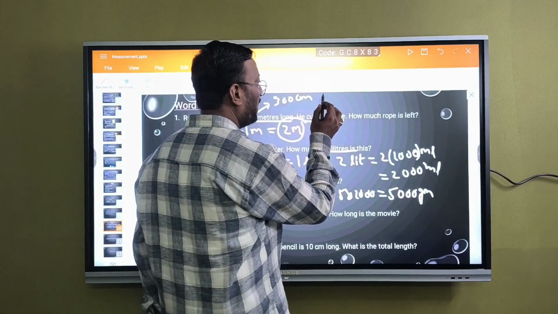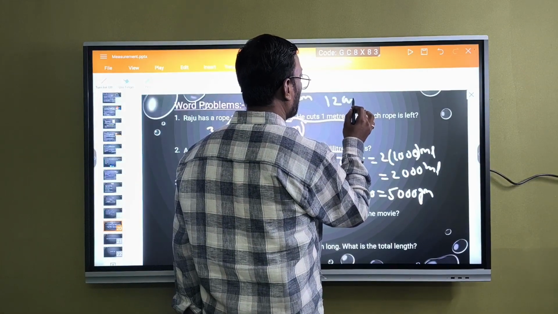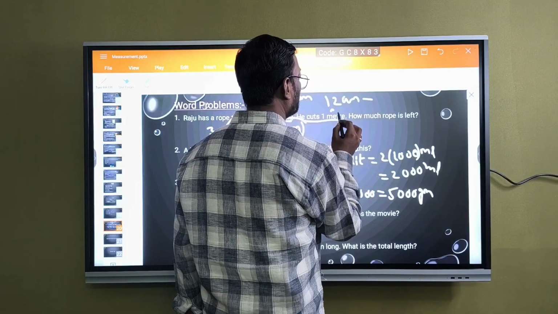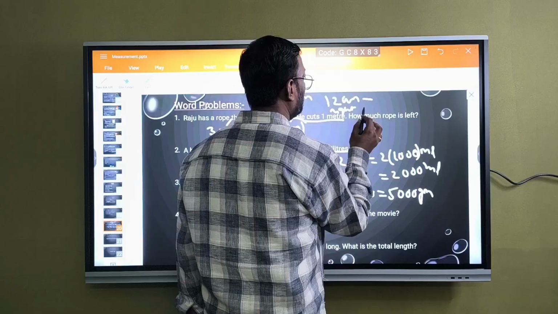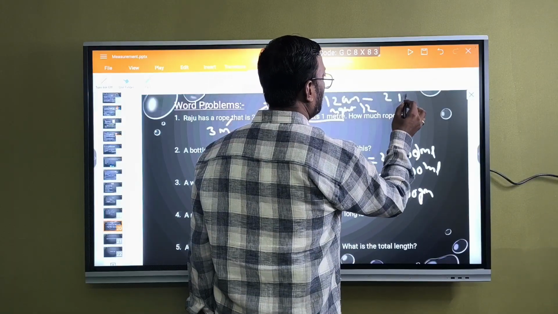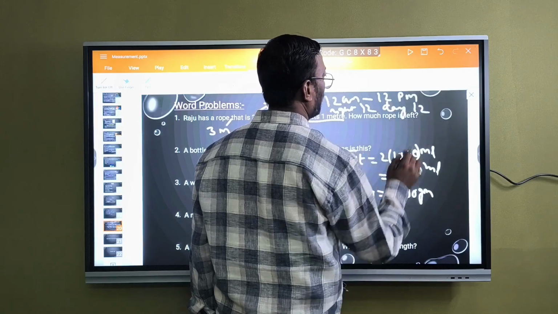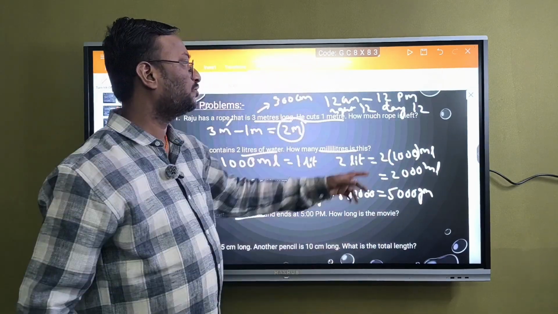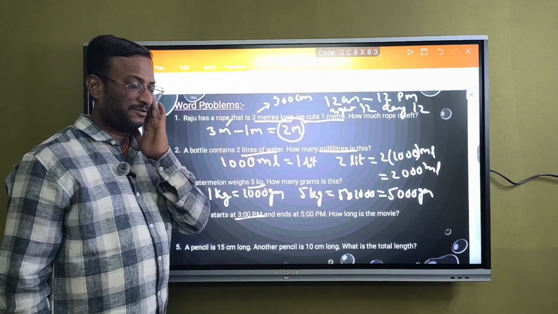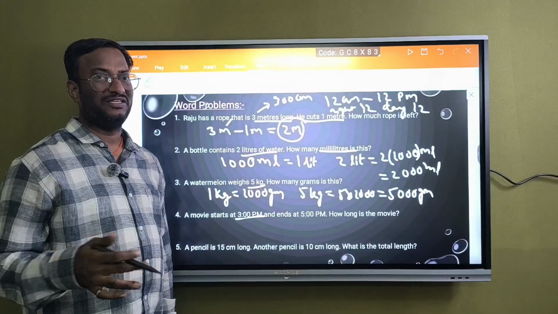So night 12 AM, we will call it 12 AM, means night 12. Okay, and 12 PM means day 12 o'clock. Day 12 o'clock is called 12 PM. Night 12 o'clock is called 12 AM. Remember that. Okay, we will discuss the time in detail in the further classes.